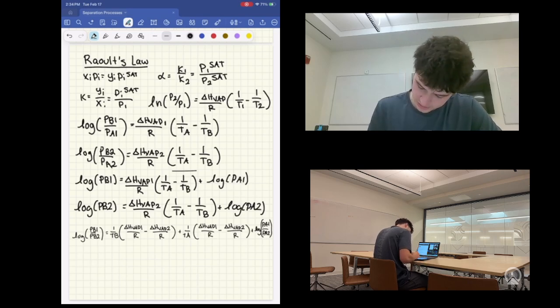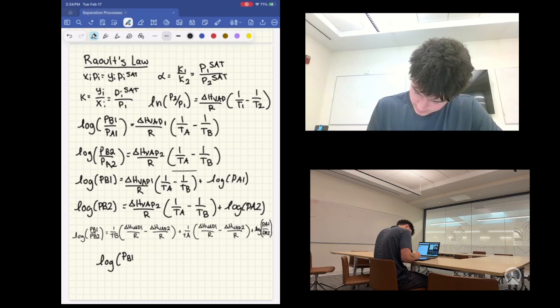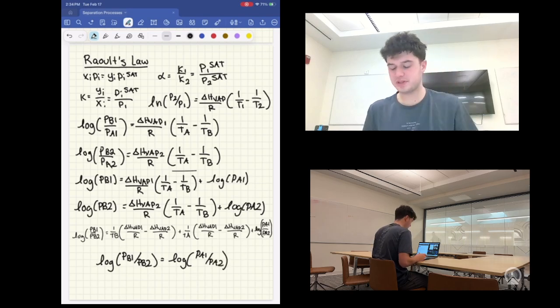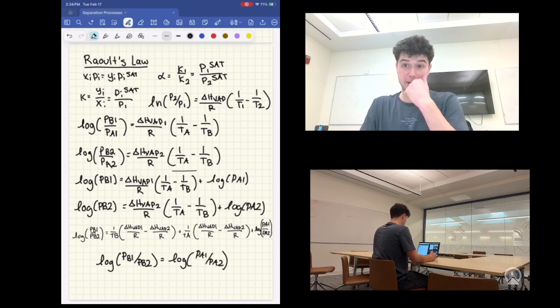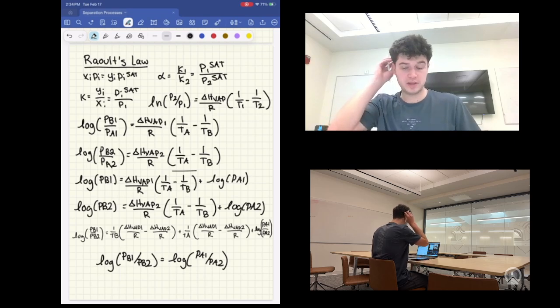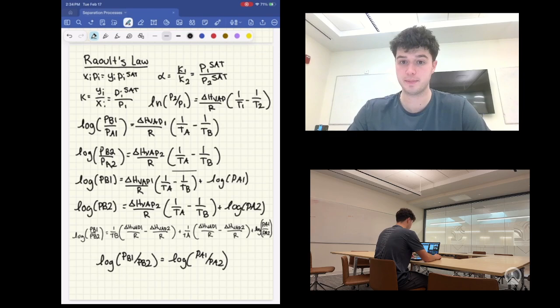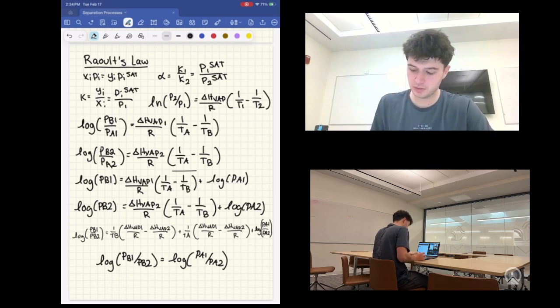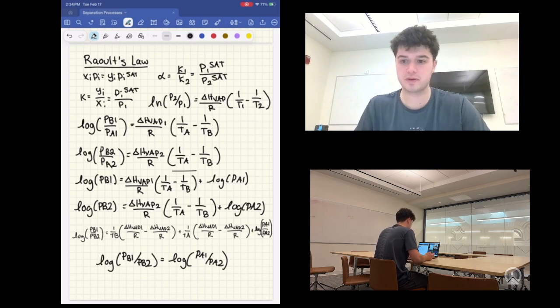So then you are left with this equation of the log of PB1 over PB2 is equal to the log of PA1 over PA2. Now again, the reason that this is constant is because it is solely dependent on the temperature of A and the temperature of B that you're choosing, and those can be any temperatures you want, which is going to mean that it's the same ratio and it is constant every single time, as long as, and this is the most important part, the heat of vaporization in 1 is equal to the heat of vaporization in 2. So this is our final answer here, and thank you all for following along.